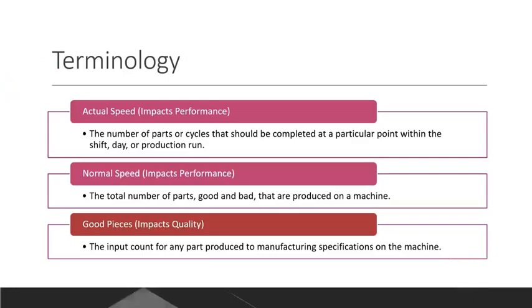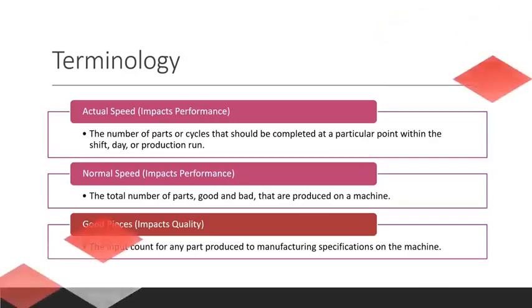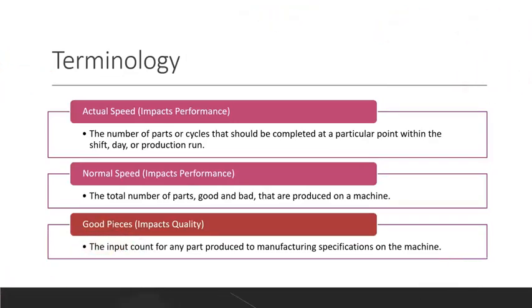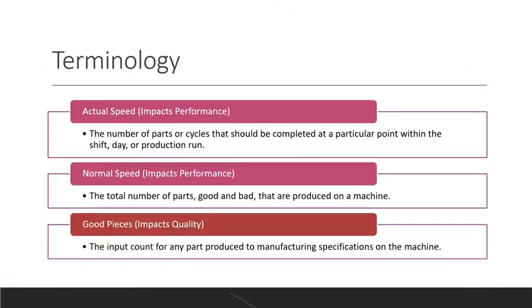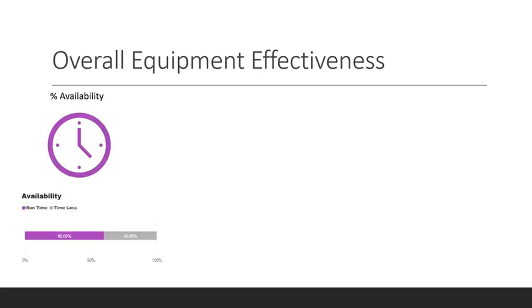The normal speed, which could also be called the budgeted speed, is the total number of parts, good or bad, that are produced on that machine or factory line. And the last terminology we're going to talk about is good pieces. This impacts the quality, and this is what you expect it to be. It is the input count of any parts produced to manufacturing specifications on that machine. Now that we know something about the terms, let's look at the impacts of the three categories.